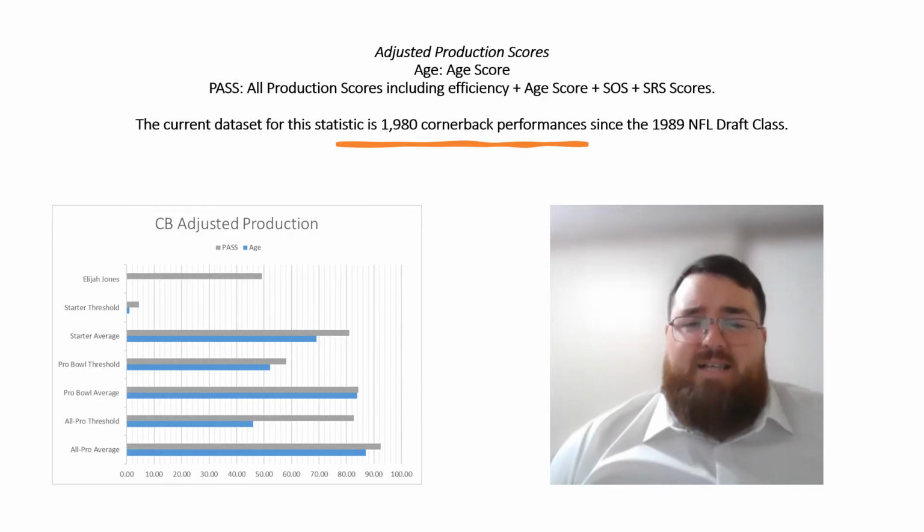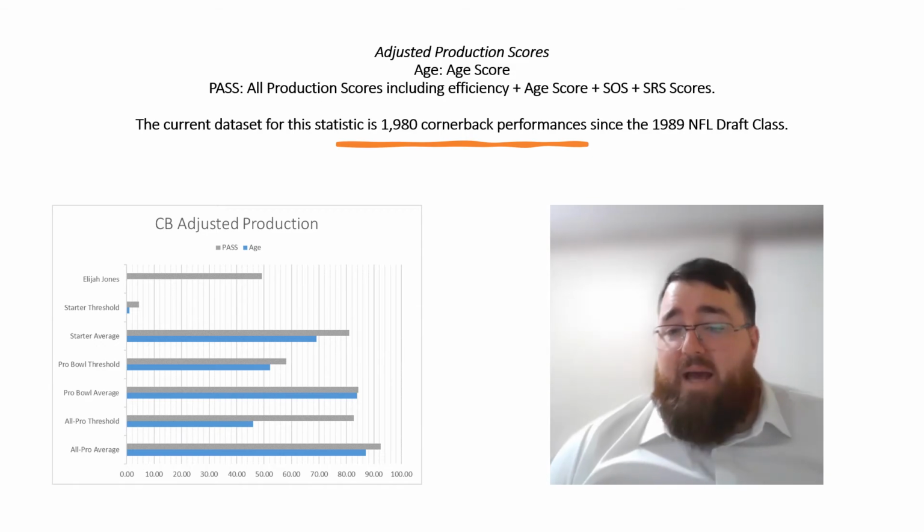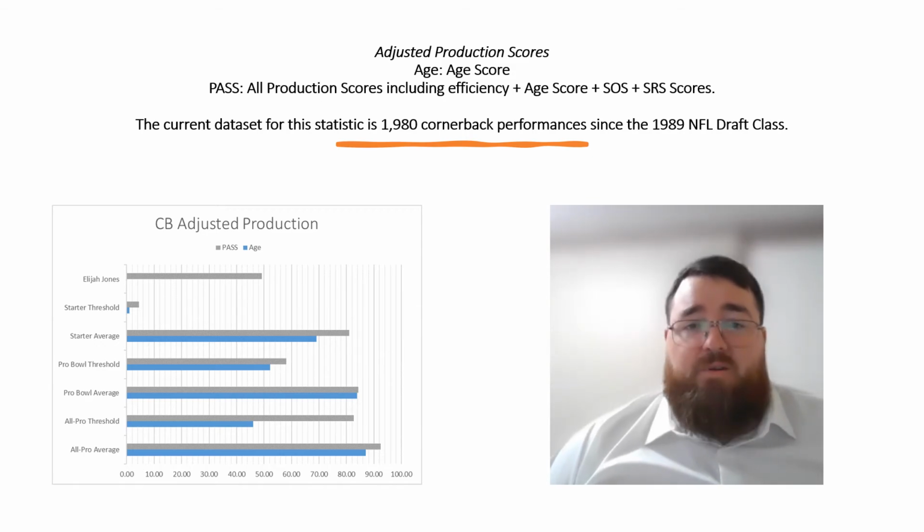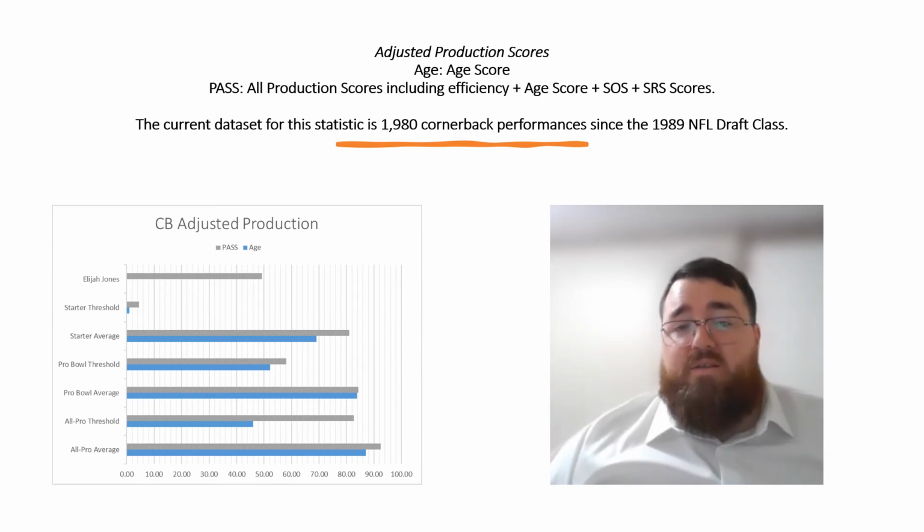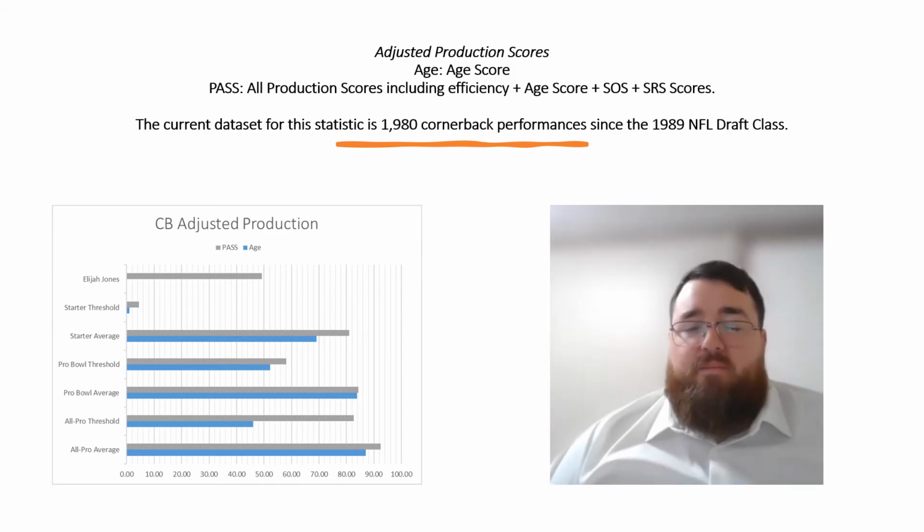Then, of course, you get to adjusted production traits, which takes a look at Elijah Jones as well. Age-wise, very much an older prospect. Pass score was only average, and that's why he kind of got an F because of his adjusted production traits. So he had good production, good explosiveness, but age and level of competition and everything else like that really lowered his grade, and that's kind of the biggest issue with him.